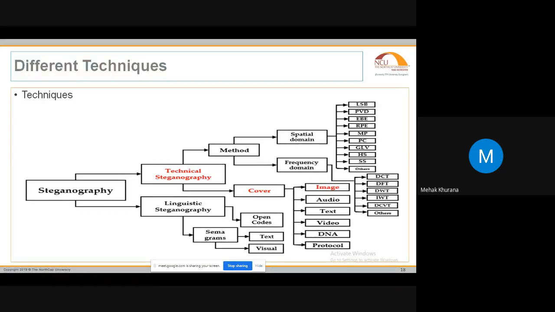Again, technical steganography is further divided into two parts. One is the cover, and another is the method. Cover can be an image, audio, text, or video. What does the cover exactly mean? I have to hide some text inside some image, inside the audio, or inside the text. The text example I've already shown you, where we are hiding text inside text. So these can be formed as a cover inside which we are going to hide our information. If we are hiding any information inside the image or the audio, that helps people to not recognize the actual data.